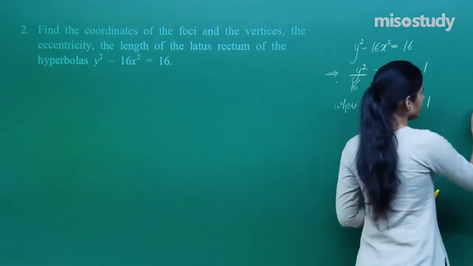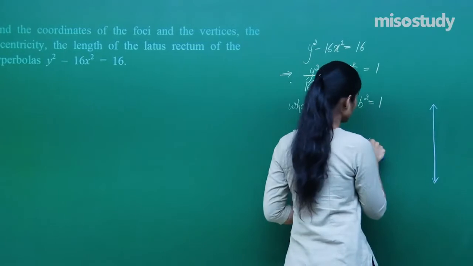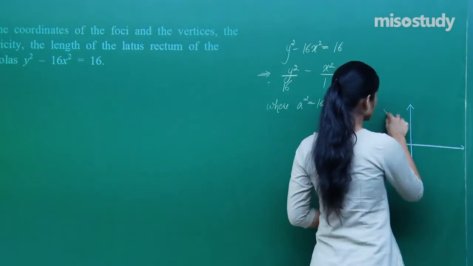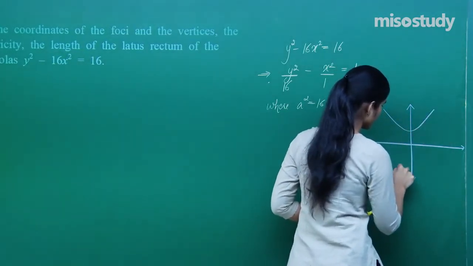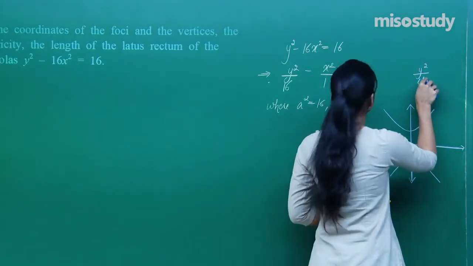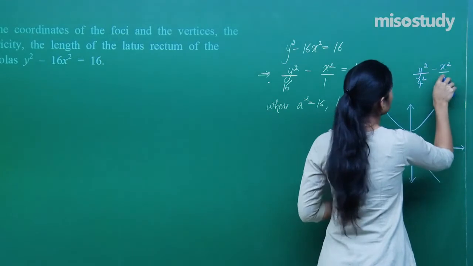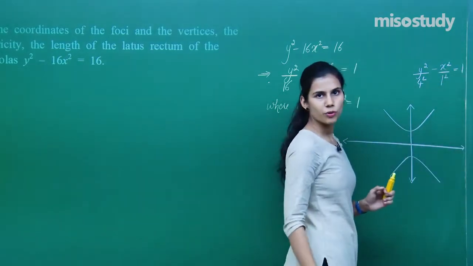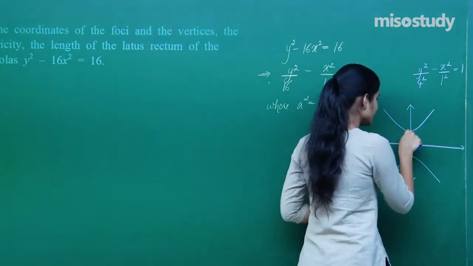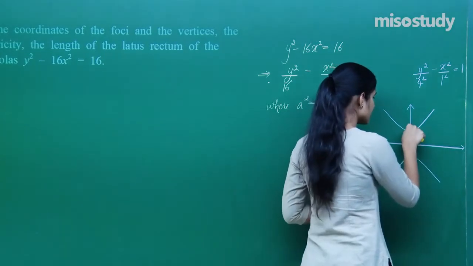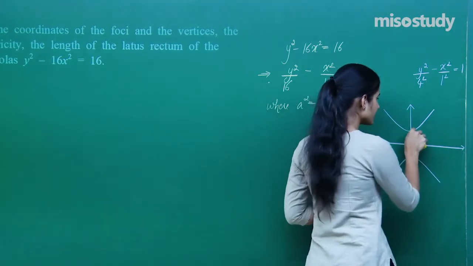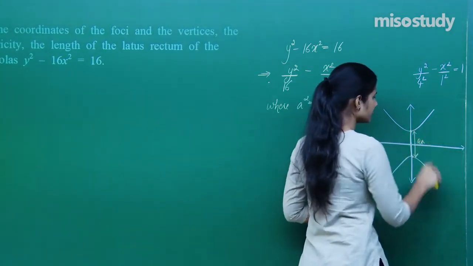Fine. So here we are talking about the hyperbola with foci on the y-axis. So it's something like this. This is y square by 4 square, because it is 16, minus x square by 1 square equals 1. You know that from here to here, this is my transverse axis. The endpoints of the transverse axis are my vertices. The length of the transverse axis is actually 2a.